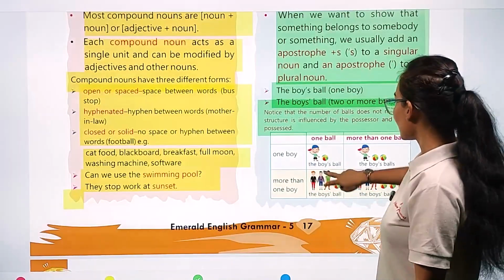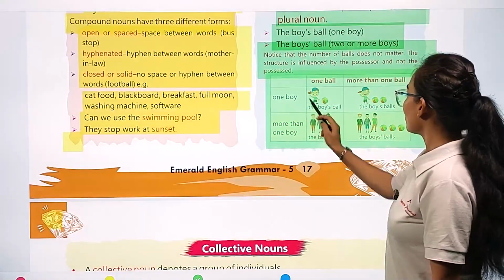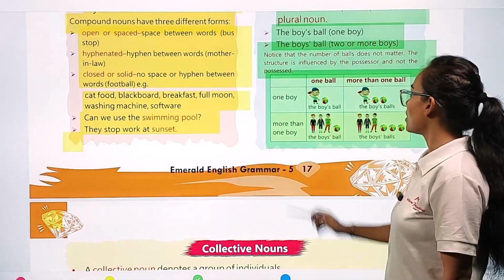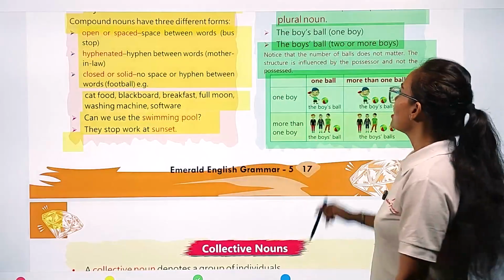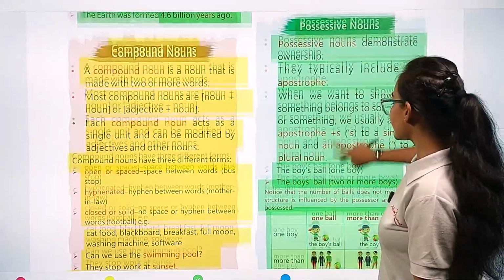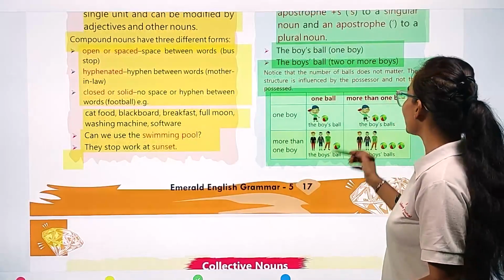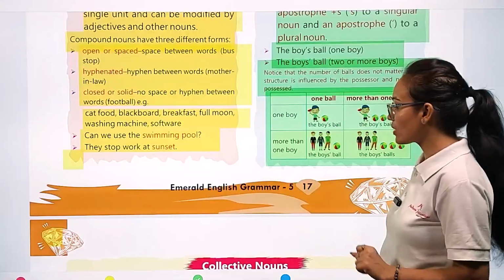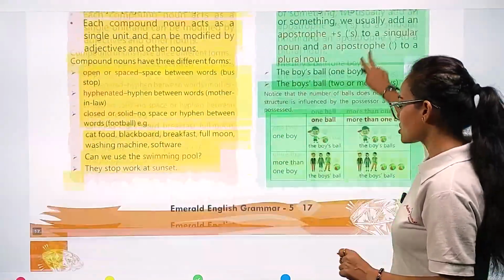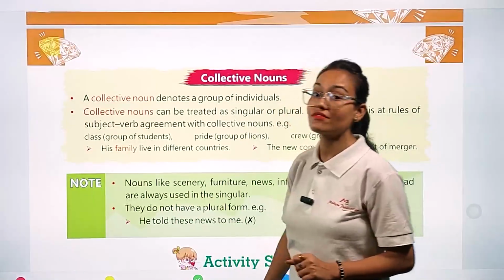Example you can see here: one ball, more than one ball, one boy, the boy's ball. More than one boy, the boys' ball. In this possessive noun category, my dear students, the plural form is based on the possessor, not the possessed thing. So this is all about our possessive noun. Now come with me, let's see the collective noun.